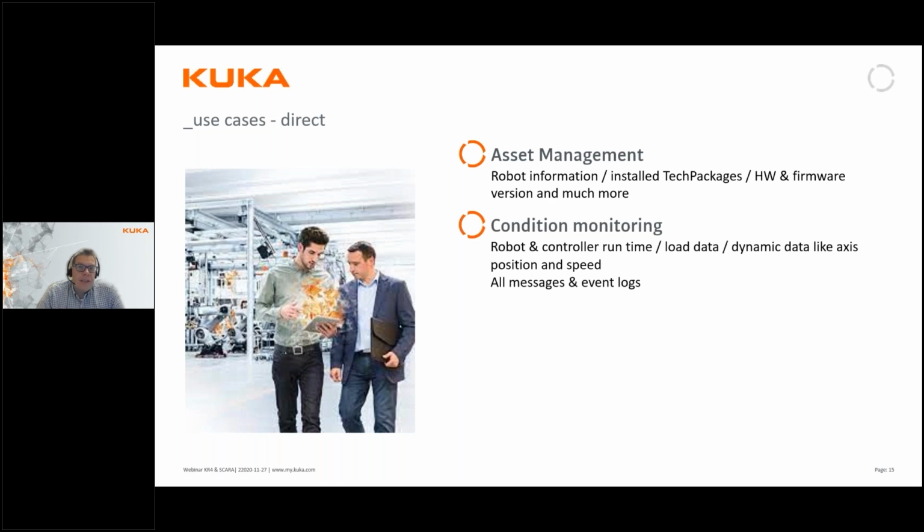The next and natural step of that is the condition monitoring. That is the robot controller and runtime, for example. That could be temperatures of motors, for example, the running time of the controller, so on. The load data of the robot is pretty important to keep an eye on, of course. And also a lot of dynamic data, like axis position and speed running, or motor torque, and so on. And of course, alarm messages or event logs, equally important to be provided as.